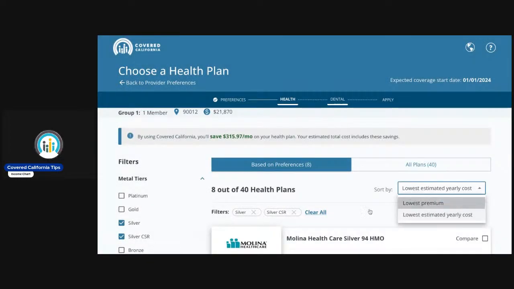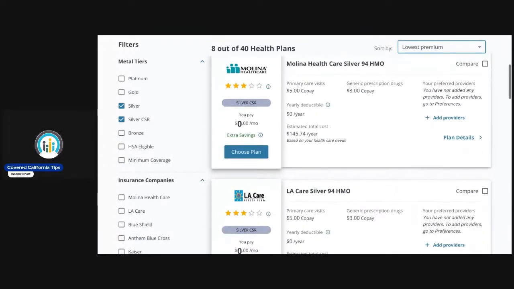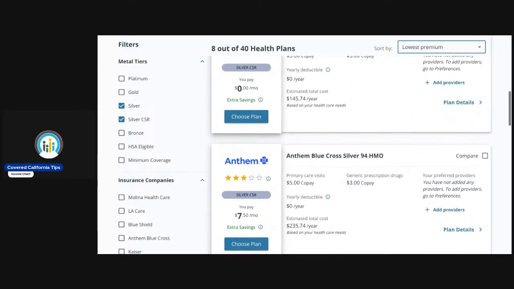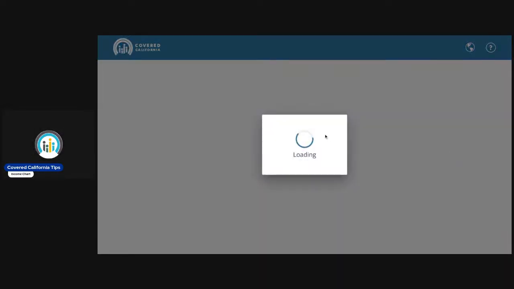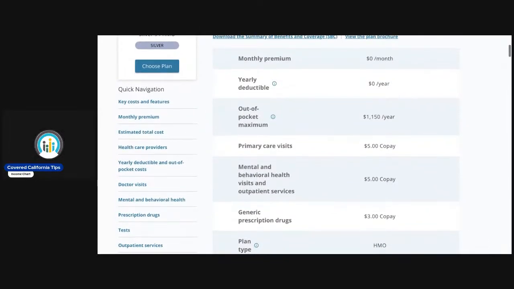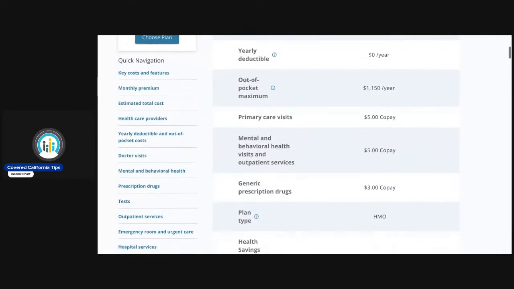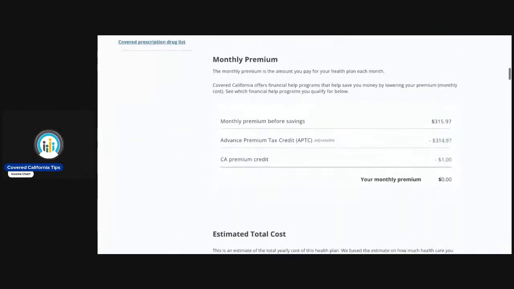So I want to look at the lowest premium. So as you can see, $0 per month. Take a look at the plan. This is Molina. Then you have Anthem at $7.50. Let's take a look at this Molina plan. $0, $1,150 of out-of-pocket maximum, which is great. $5 copays to go and see the doctor. I mean, it's a really, really great plan.